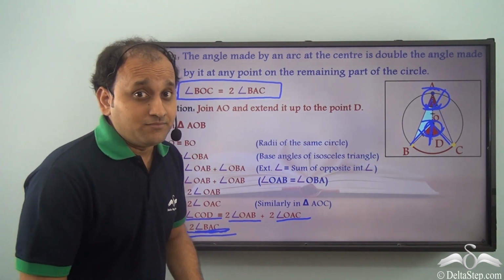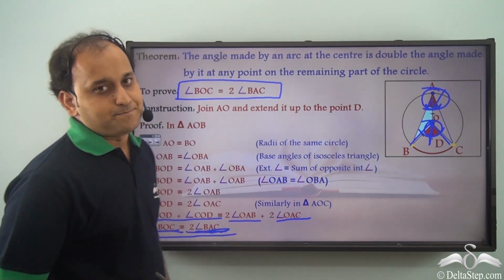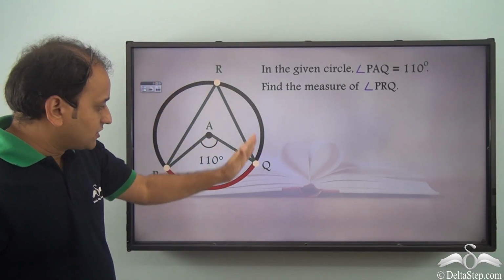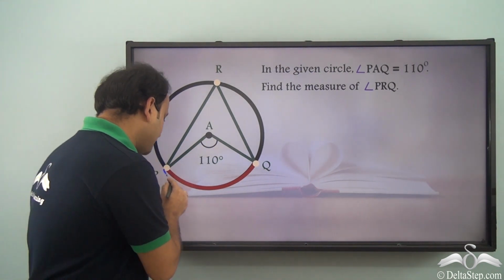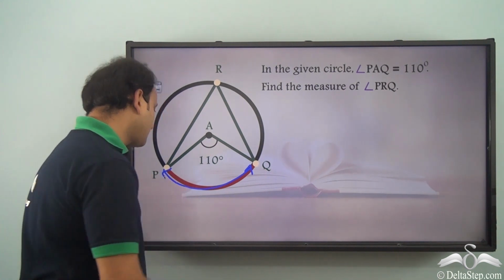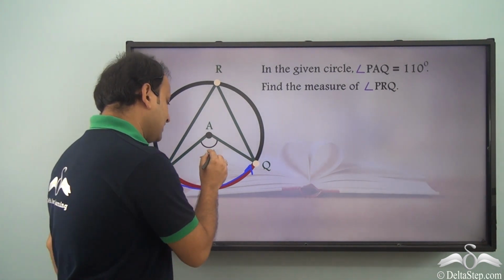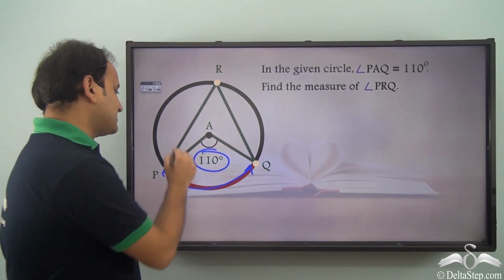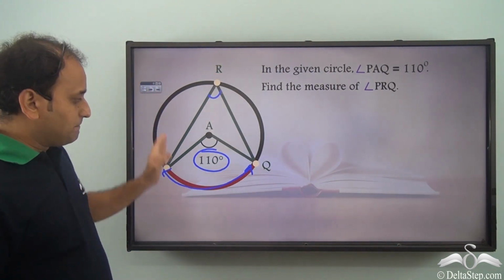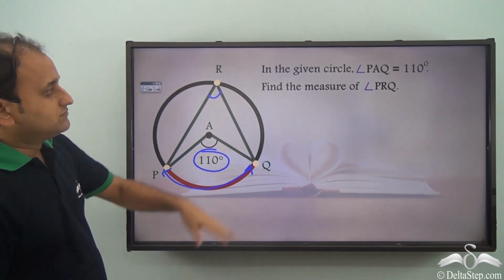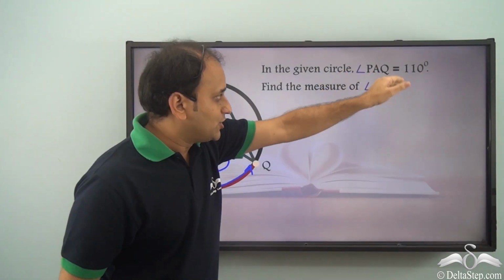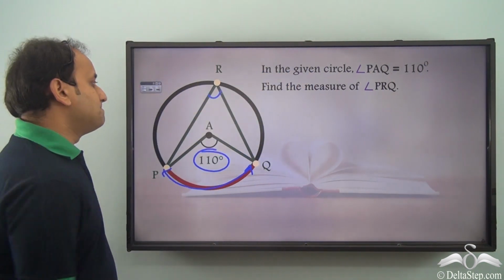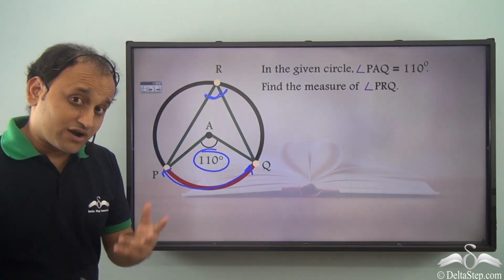Now let's solve a problem related to this particular theorem. Now here, what do we have? We have a circle, we have this particular arc PQ, and it subtends an angle 110 degrees at the center A, and it subtends another angle here, angle PRQ. Now in the given circle, we know that angle PAQ is equal to 110 degrees. Now we need to find the measure of angle PRQ. How can we do that?